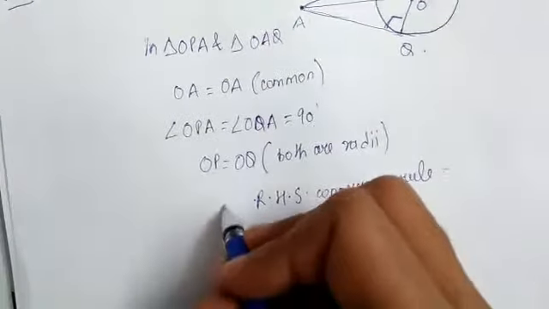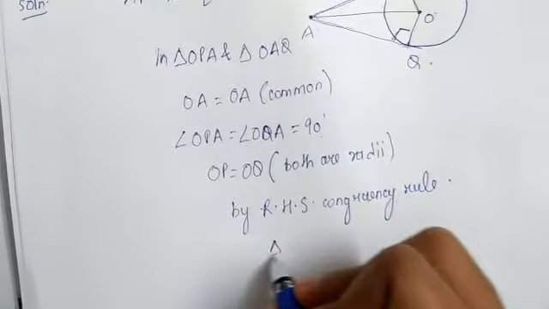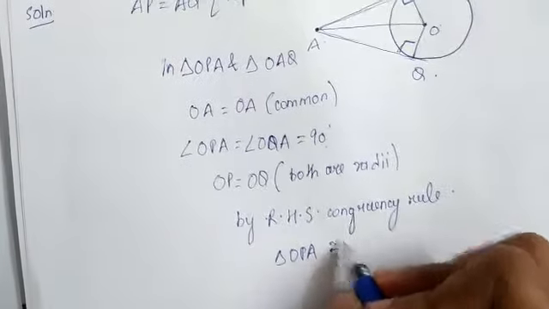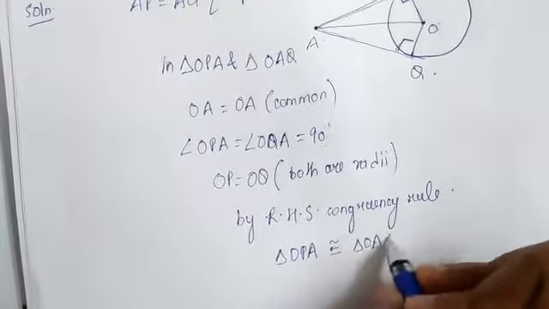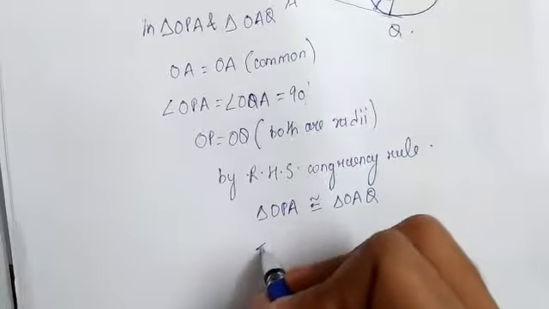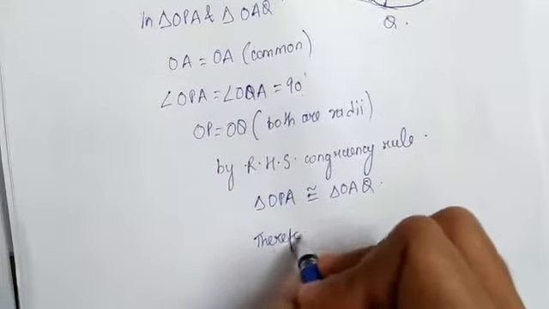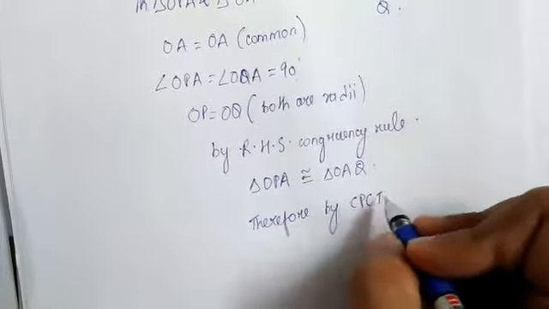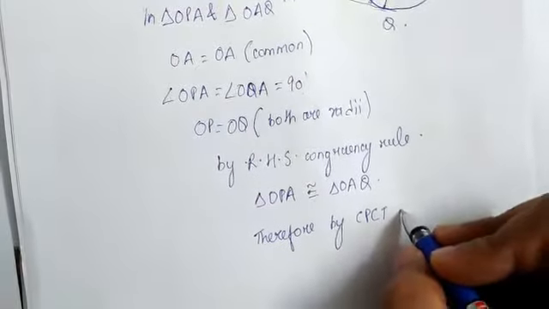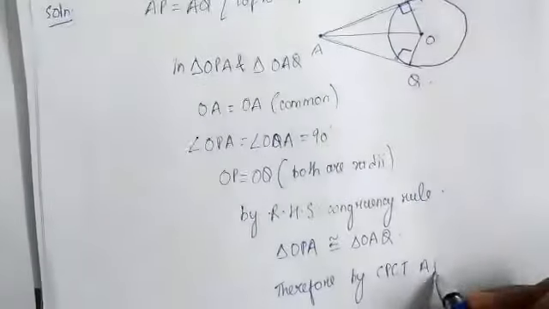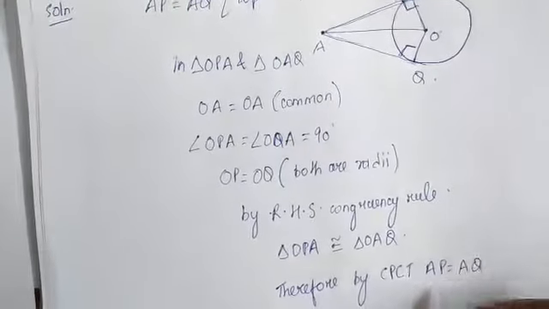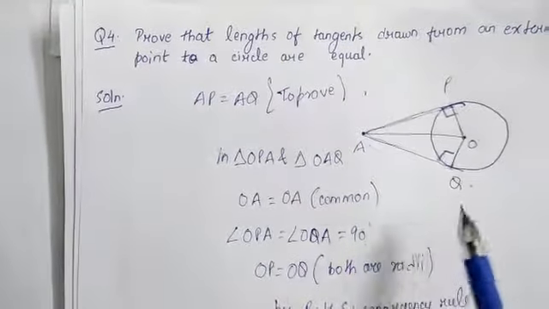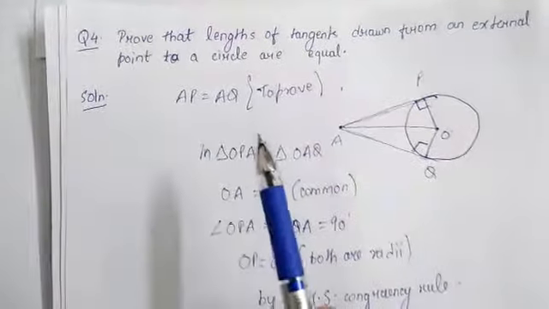You can say triangle OPA is congruent to triangle OAQ. Therefore, by CPCT, that is congruent parts of congruent triangles, AP is equal to AQ. So that is the proof that these AP and AQ, the tangents, are equal. The lengths of tangents drawn from an external point to a circle are equal.